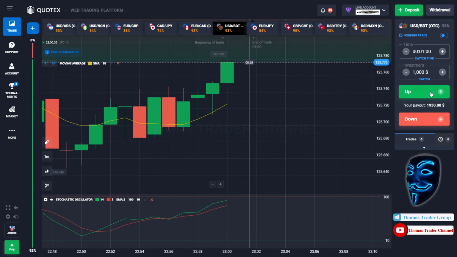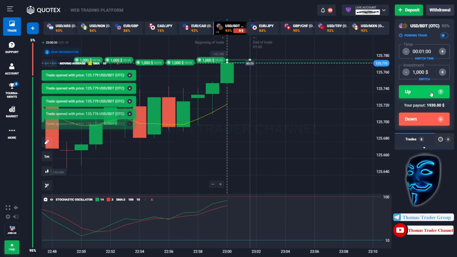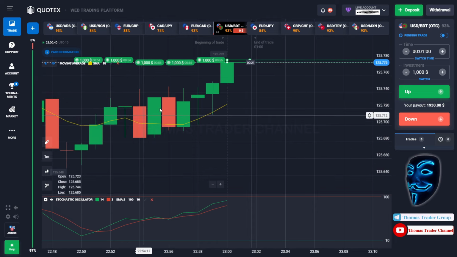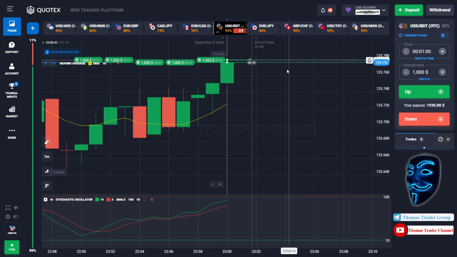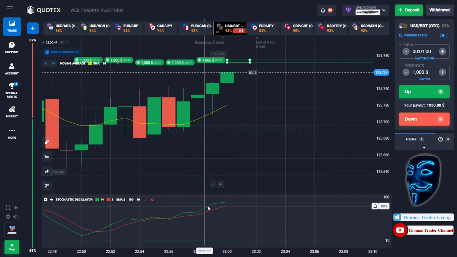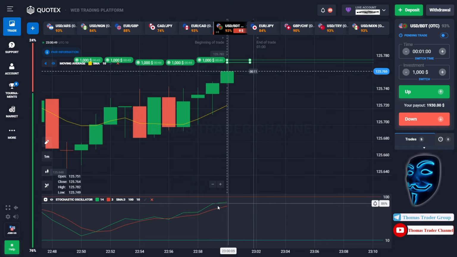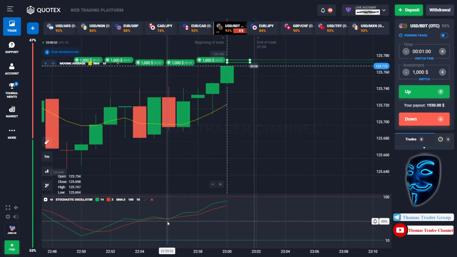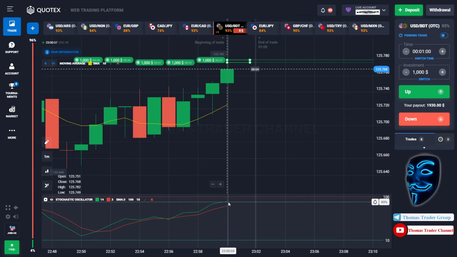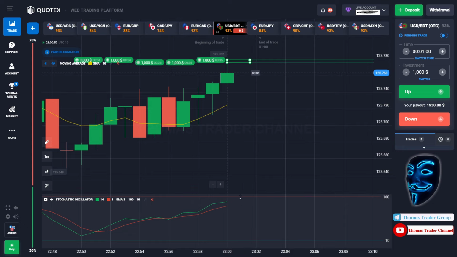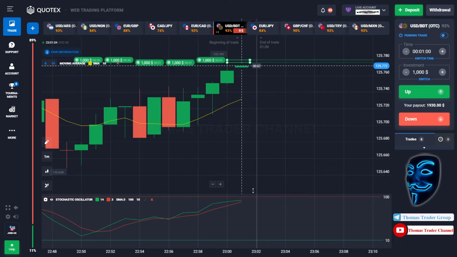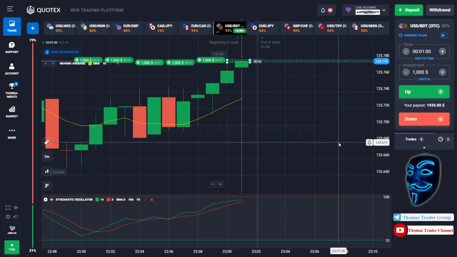Over here, we can open buy for 1 minute. As you can see, the market is going bullish and the stochastic oscillator is also facing bullish trend. I'm sure that the market will still continue the bullish trend and it will find the overbought area over here before it makes a rebound. Let's prove it and let's wait till the end of our trade.